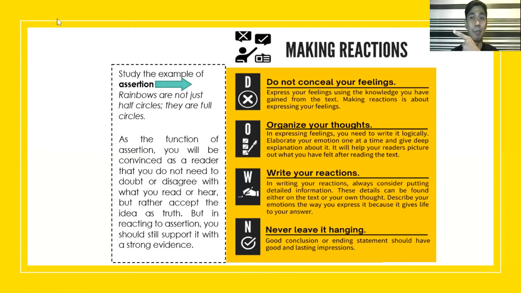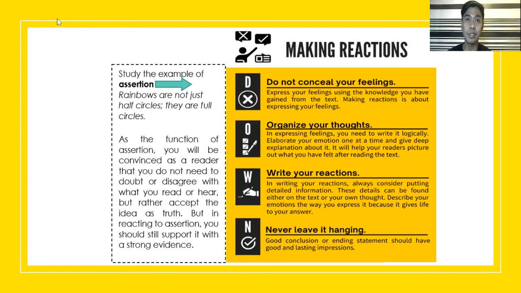Study the example of assertion. Rainbows are not just half circles, they are full circles. As the function of assertion, you will be convinced as a reader that you do not need to doubt or disagree with what you read or hear, but rather accept the idea as truth. But in reacting to assertion, you should still support it with a strong evidence.